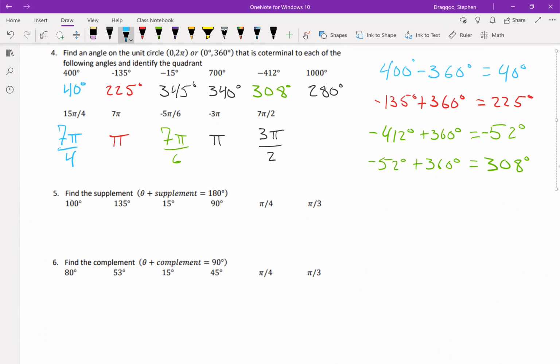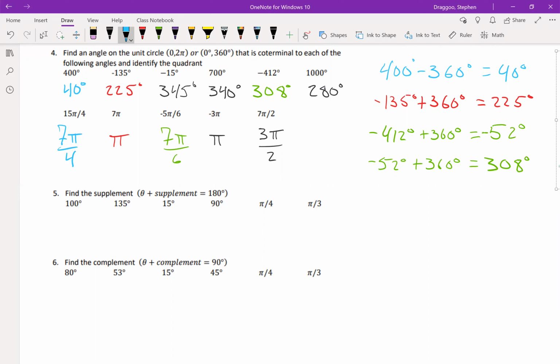And finally, we're going to look at supplements and complements. So two angles are supplements to each other, or supplementary angles, if I add them up and get 180 degrees. So two angles that add together to get a straight line are supplements. And two angles are complements of each other if they add up to 90 degrees. So if I add two angles together and get a right angle, or two perpendicular lines, that's going to be a set of complementary angles.